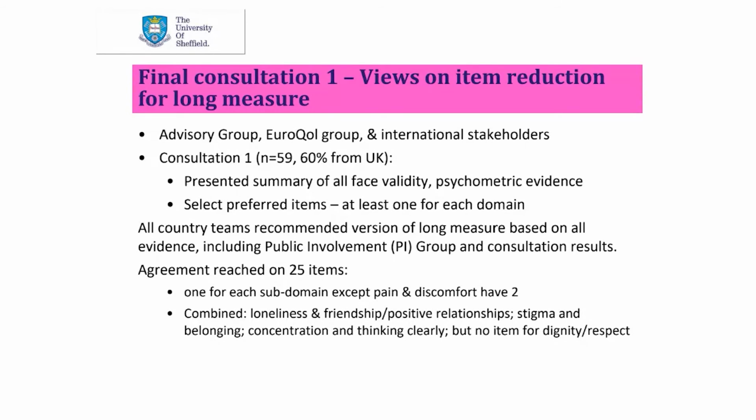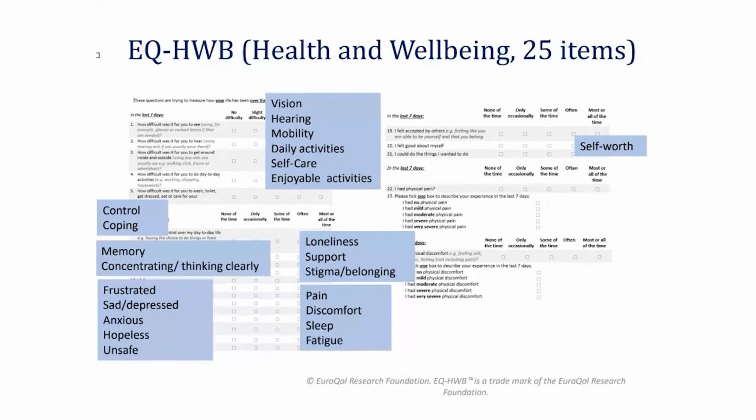consultation plus the public involvement group, and we finally reached a 25 item scale with 1 item for each subdomain with a couple of extras, and this process also involved some combining of closely related items. And the result of this was the 25 item EQ-HWB. I should say that this is the draft that came out of that work.